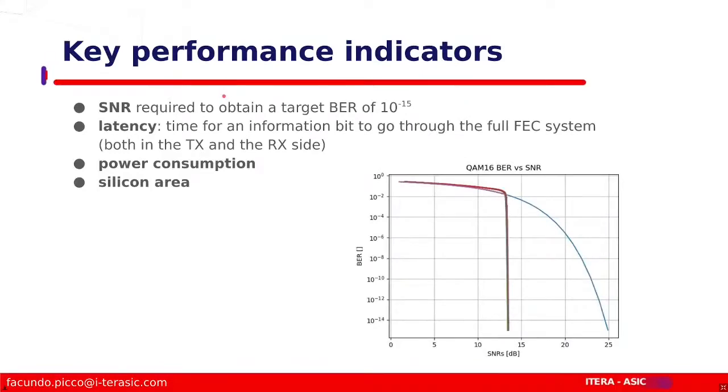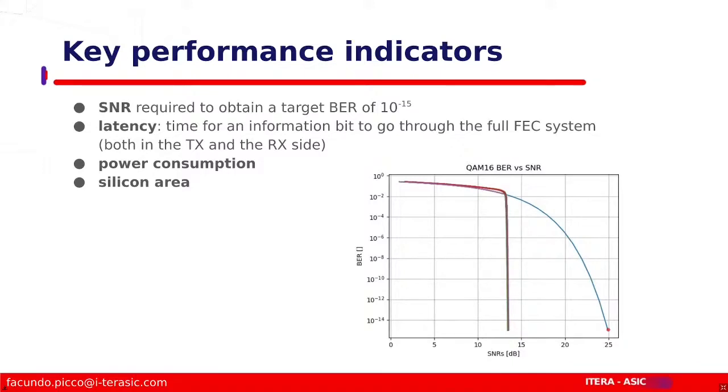So those are the parameters we need to optimize. And then we have some key performance indicators, which are the metrics that are used to evaluate how good our system is. And those are basically four. One is the signal to noise ratio required to obtain a target BER of 10 to the power minus 15. So on the bottom right, we see a graph in which we can see in the blue line what is the signal to noise ratio that is required for achieving a bit error rate of 10 to the power minus 15 without any FEC, and that is around 25 dB.